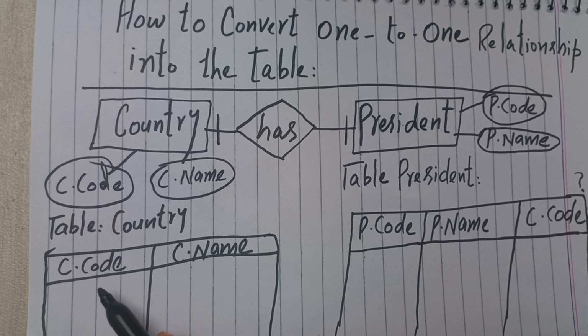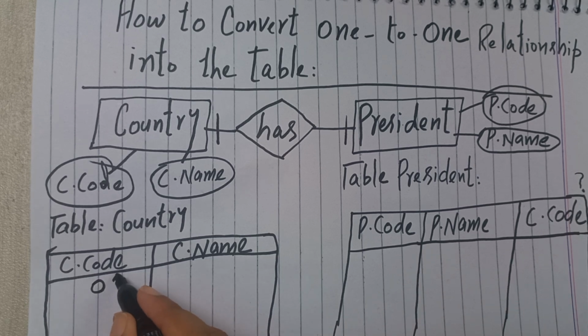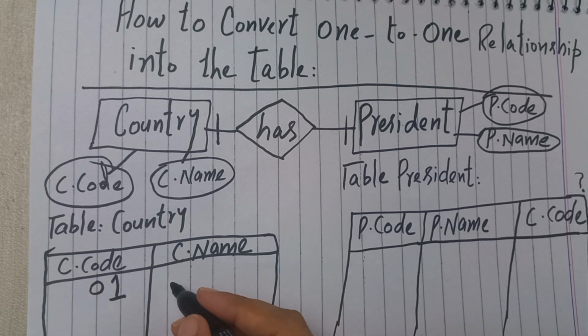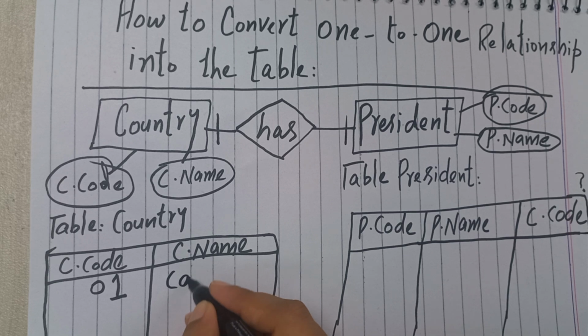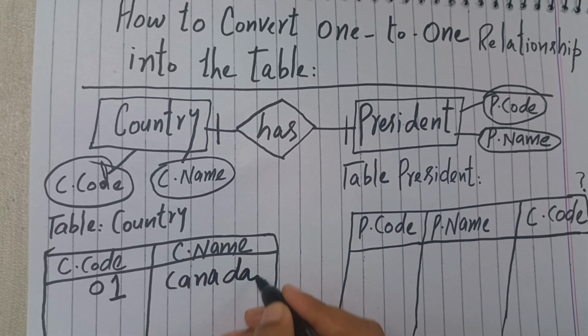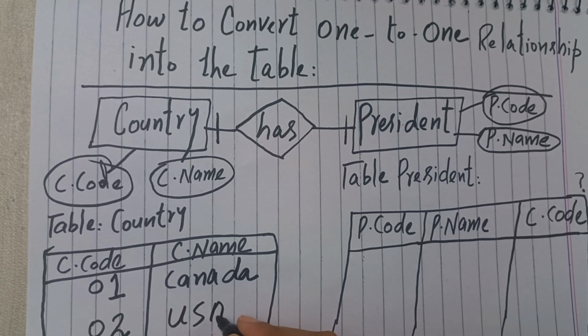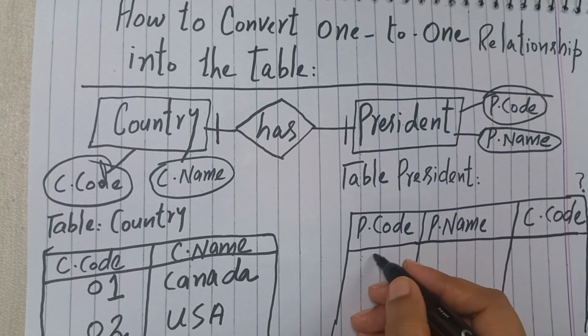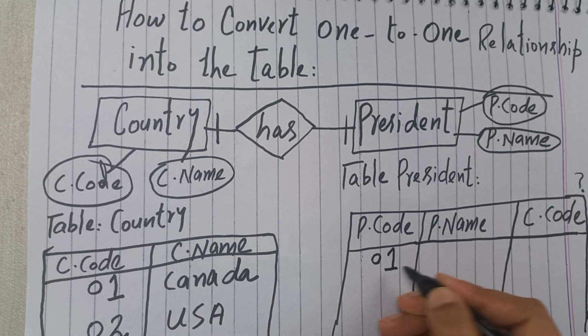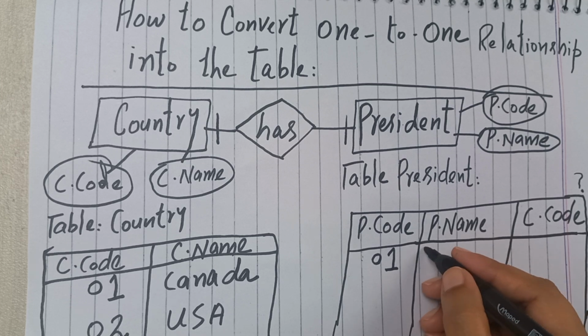So now I'm writing the instances in the country table. Country code is 1 and country name is Canada. Country code is 2 and country name is USA. President code is 1 and president name is Justin Trudeau.